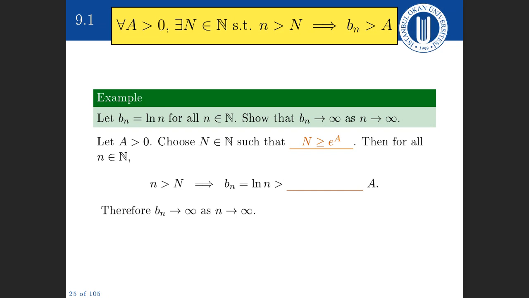So what we do is we take what we wrote on the scrap paper and we write it here. Natural logarithm of n is bigger than natural logarithm of capital N, which is bigger than natural logarithm of e to the power A, which is A. And then that's the full answer to this example.